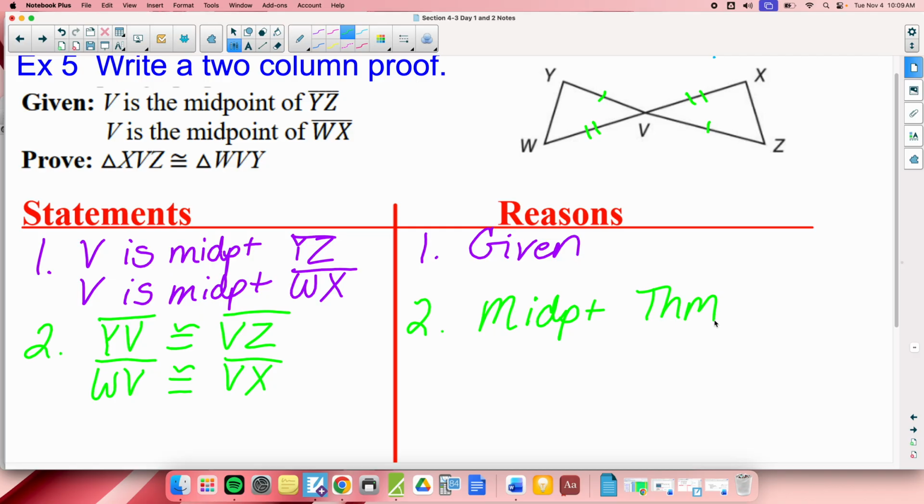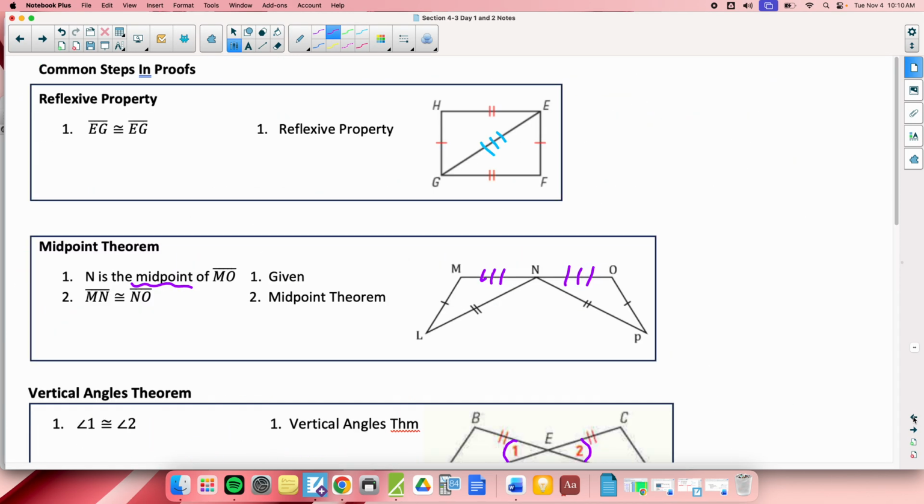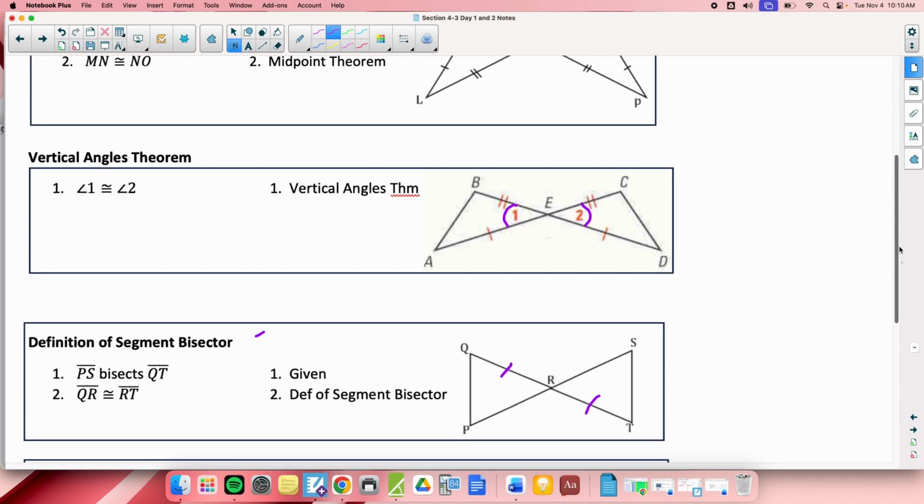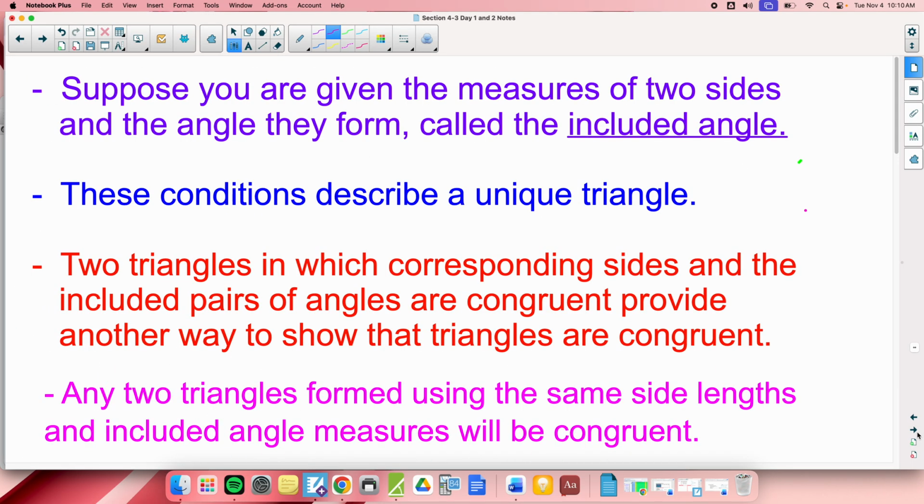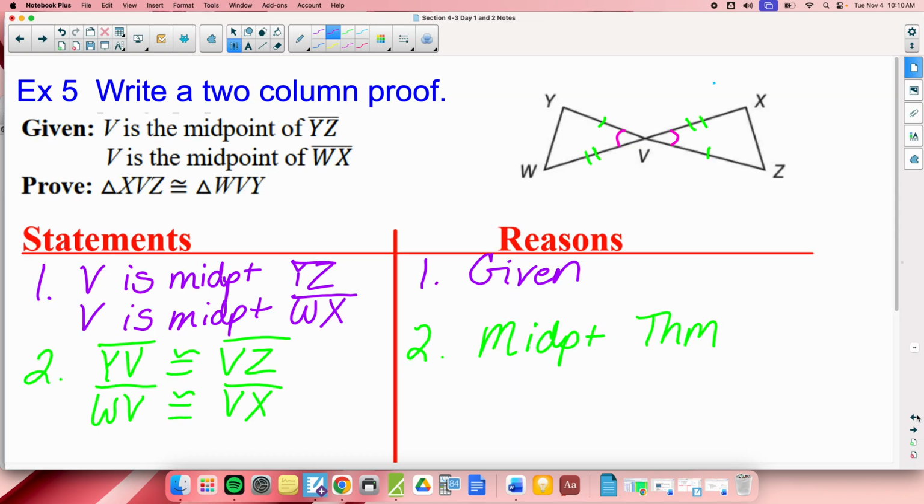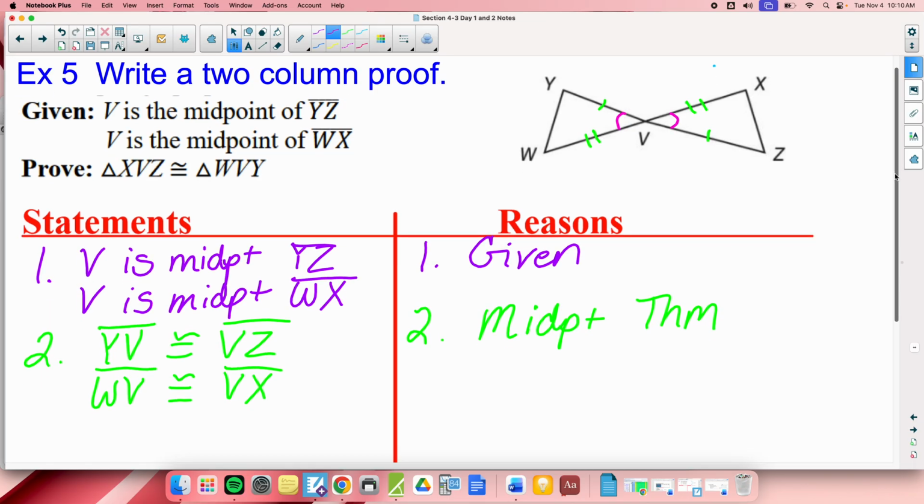Now, does anyone see something else there that you could mark? Vertical angles, very good. So I know that these two are vertical angles, and we have this step back here. So you always want to have this out. So if you're given vertical angles, you tell that those two are congruent by vertical angles theorem. So if we go back to where we are, I have to use 3 letters to name that angle. Do you guys get that?